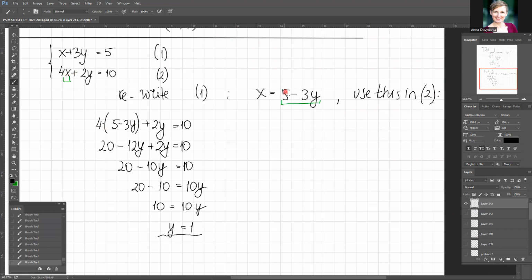4 multiplied by 5 minus 3y in brackets, plus everything else is unchanged, 2y equals 10. Open the bracket using distributive property. Simplify. Calculate, y is equal to 1. That is not the end. We now need to find x. Recalling that x was 5 minus 3y, I can now put 1 instead of y.